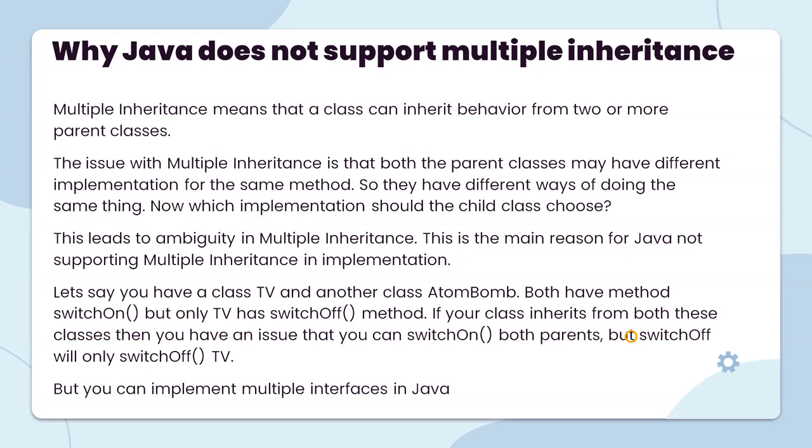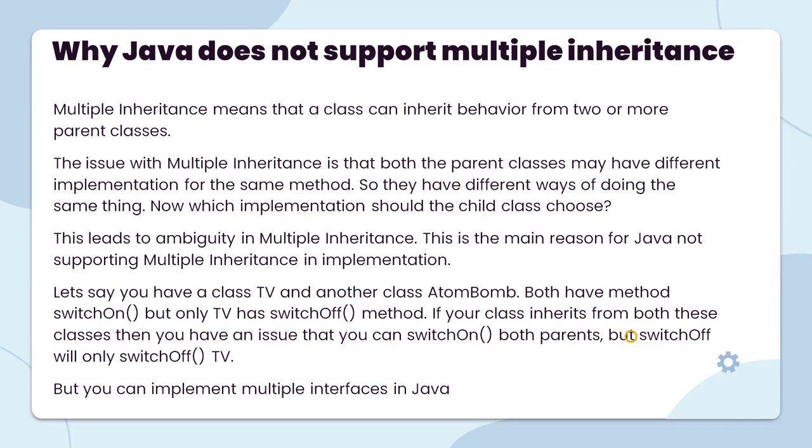Multiple inheritance means that a class can inherit behavior from two or more parent classes. This is the meaning of that. The issue with multiple inheritance is that both parent classes may have different implementations of the same method. They have different ways of doing the same thing. Now, which implementation should the child class choose? It is ambiguity. Like we have two parent classes and one child class, and the child class is confused about which parent to choose. This leads to ambiguity in multiple inheritance. This is the main reason for Java not supporting multiple inheritance in implementation.